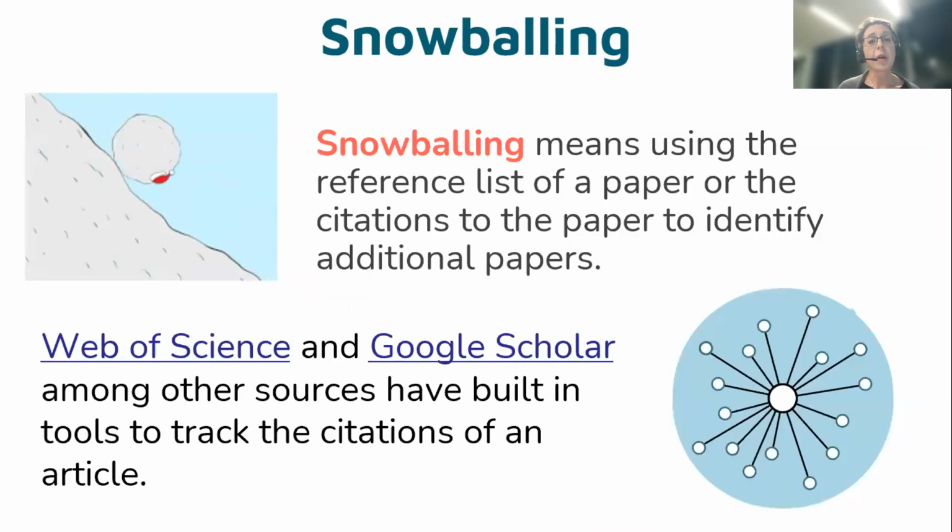You also have snowballing. This is where you use the reference list of the papers or the citations of the papers to identify additional research. So when looking at the reference list, you're going backwards: what did these authors use in their research? And looking at the citations, you're going forward to see what new research has used this. Web of Science and Google Scholar are among the sources that have inbuilt tools which will help you track the citations to an article.